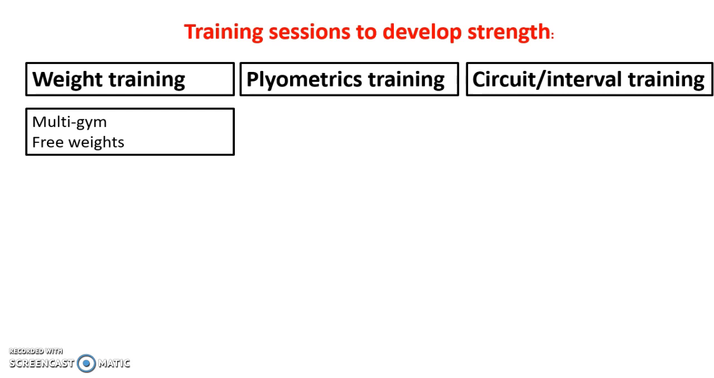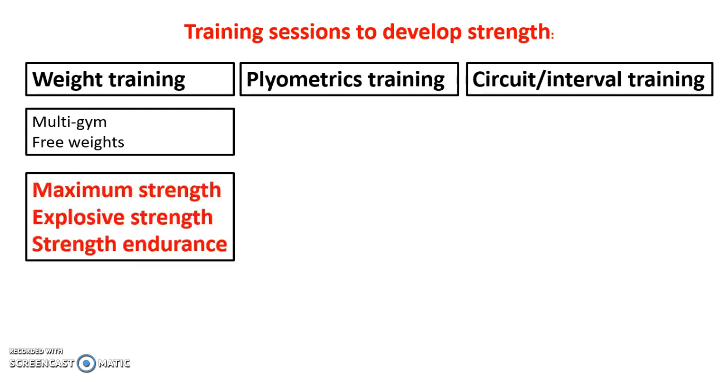And the real focus here is that the exam questions you're going to get are going to ask you, linked to one of these types of training, which type of strength you're working on. So for example, weight training can be used for all three of these types of strength. Depending upon the intensity, the percentage of the 1 rep max, will dictate which type of strength you're working on.